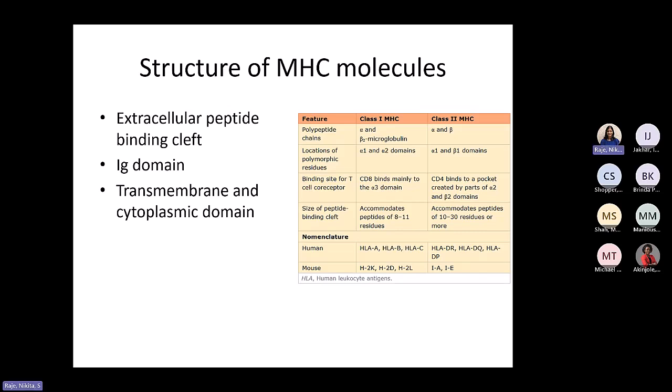All right, let's talk about these MHC molecules. Again, we are talking about the proteins or the MHC molecules, not the genes anymore. These MHC molecules have an extracellular peptide binding cleft. It has a structure that we talked about last time, the immunoglobulin domain, and then they of course have the rest of the structure that helps in binding to the cell, which is the transmembrane and the cytoplasmic domain. The table just gives you the differences between class 1 and class 2.